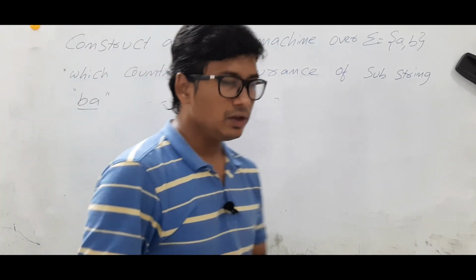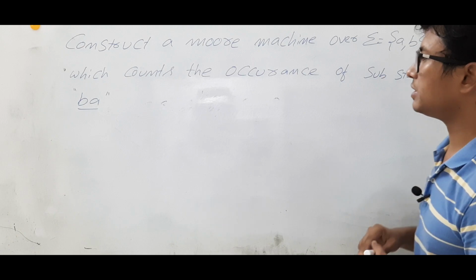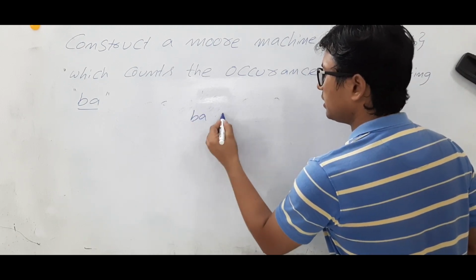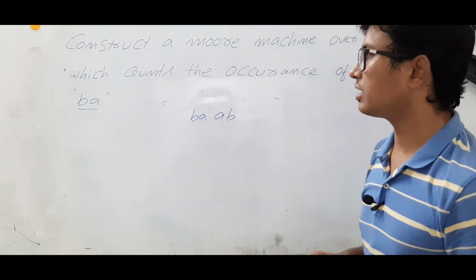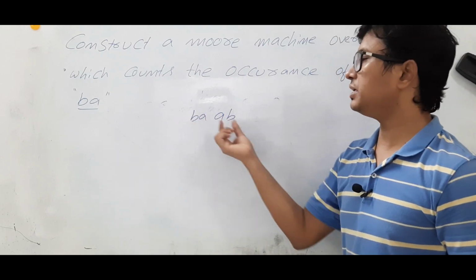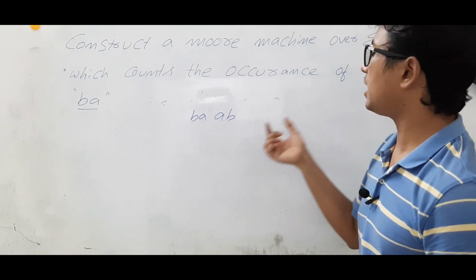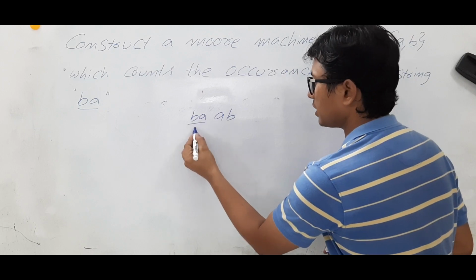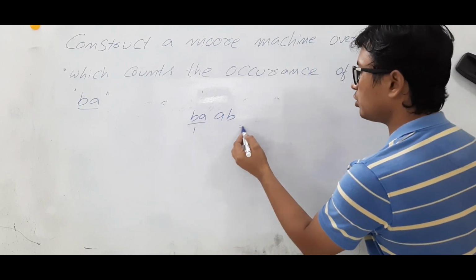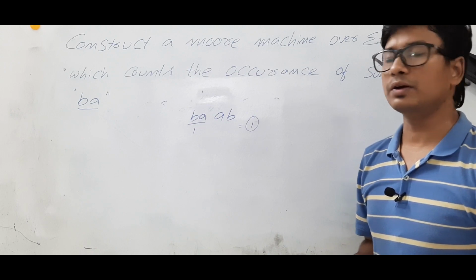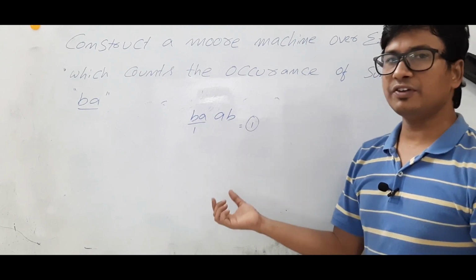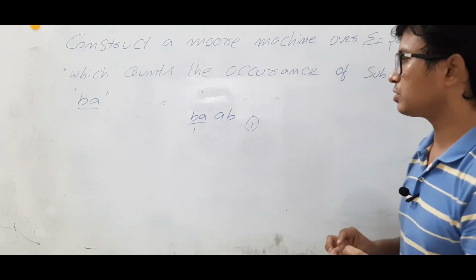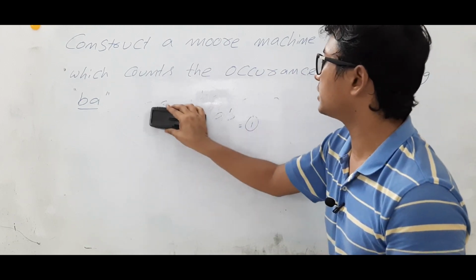Okay, so my input alphabets are A, B. Using these input alphabets, if I generate a string called BAAB, this is my string. Now, if my input is BAAB, I need to count how many times the substring BA came. If you see, the substring BA came once, so you should get the output as 1. And if you do not find any BA substring, then you should give the output as 0. So how many times it came, you should count it.